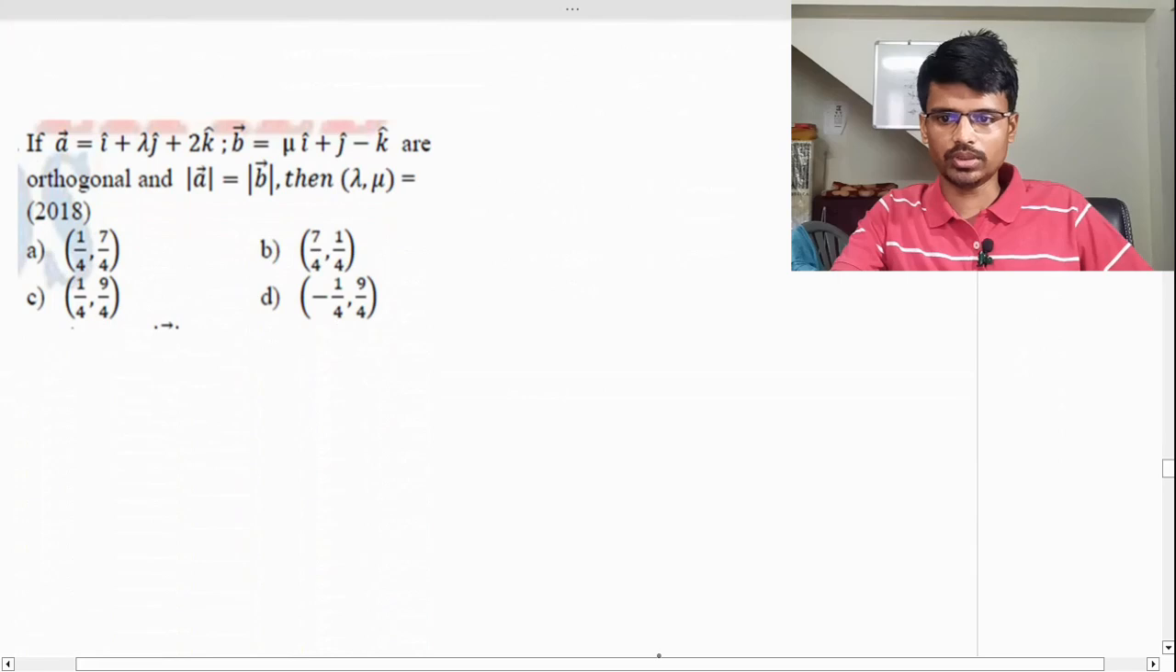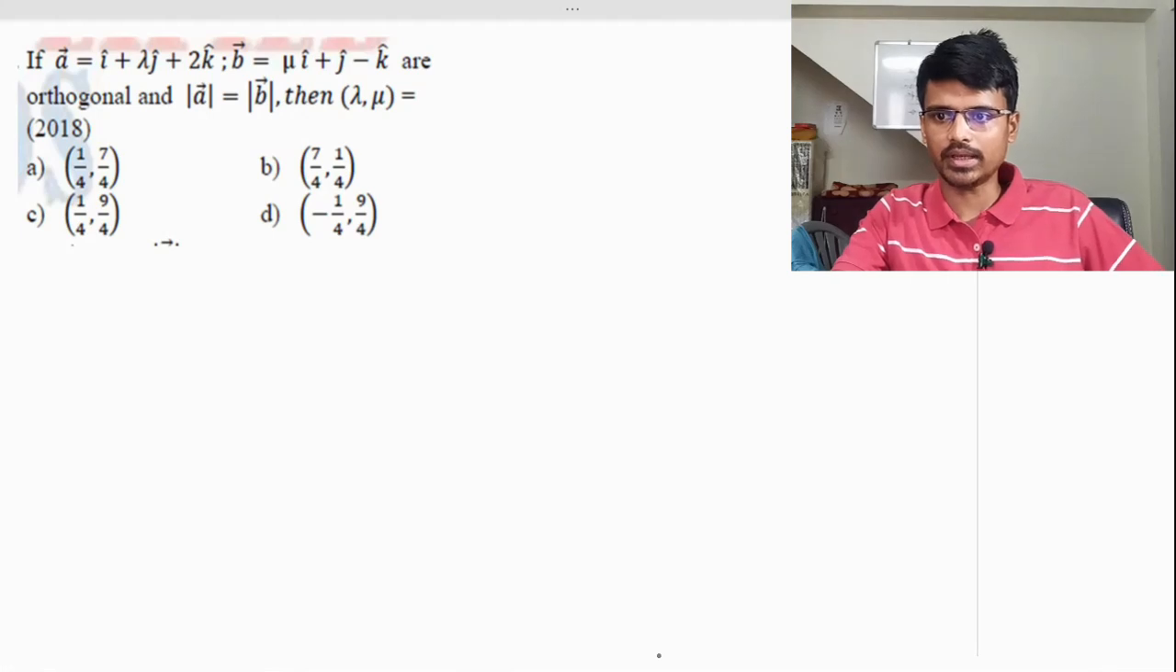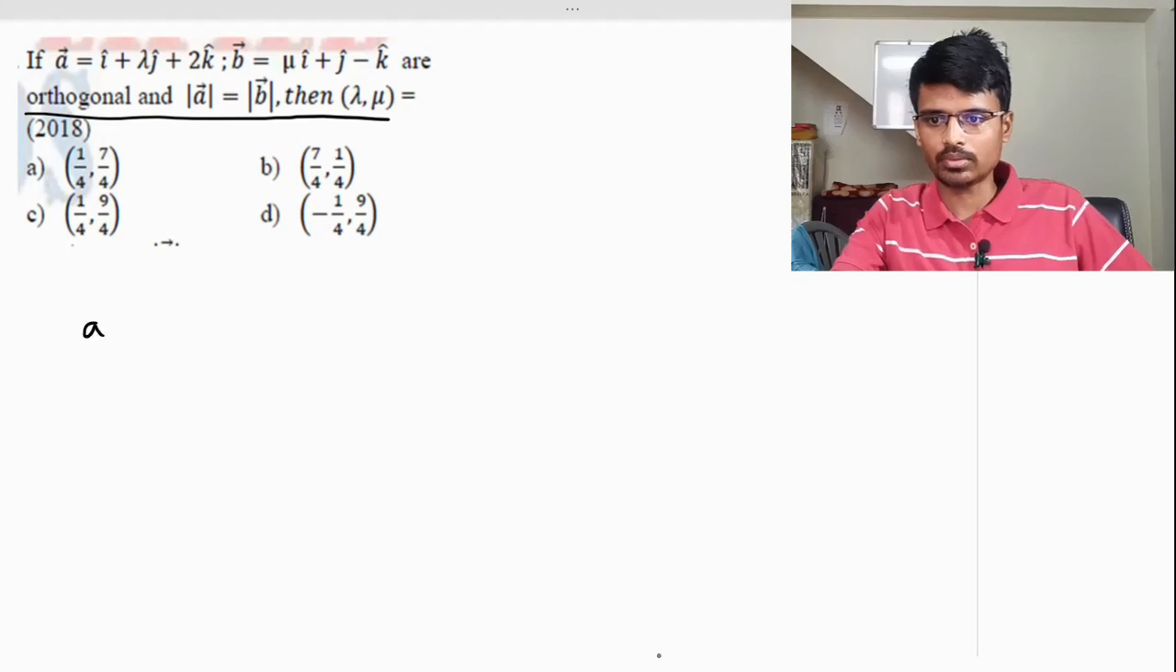Let's move on to the next question. What have we got here? We have two vectors, vector a and vector b, and they are orthogonal. What does that mean? The dot product is 0, so a vector dot b vector is equal to 0, and one more piece of information we have is that their magnitudes are the same.